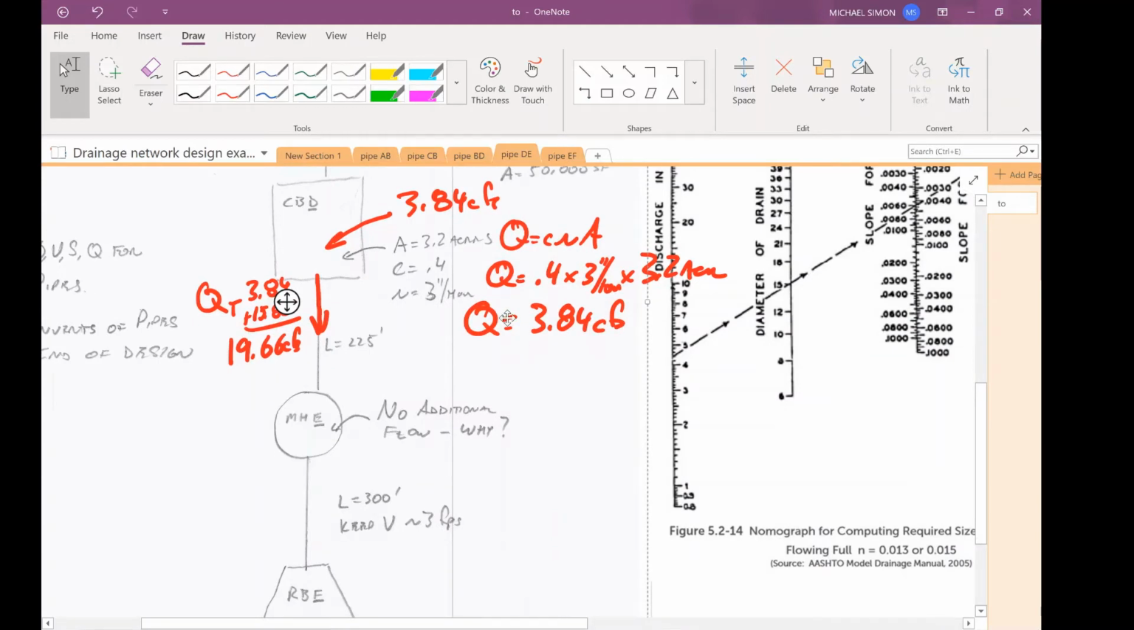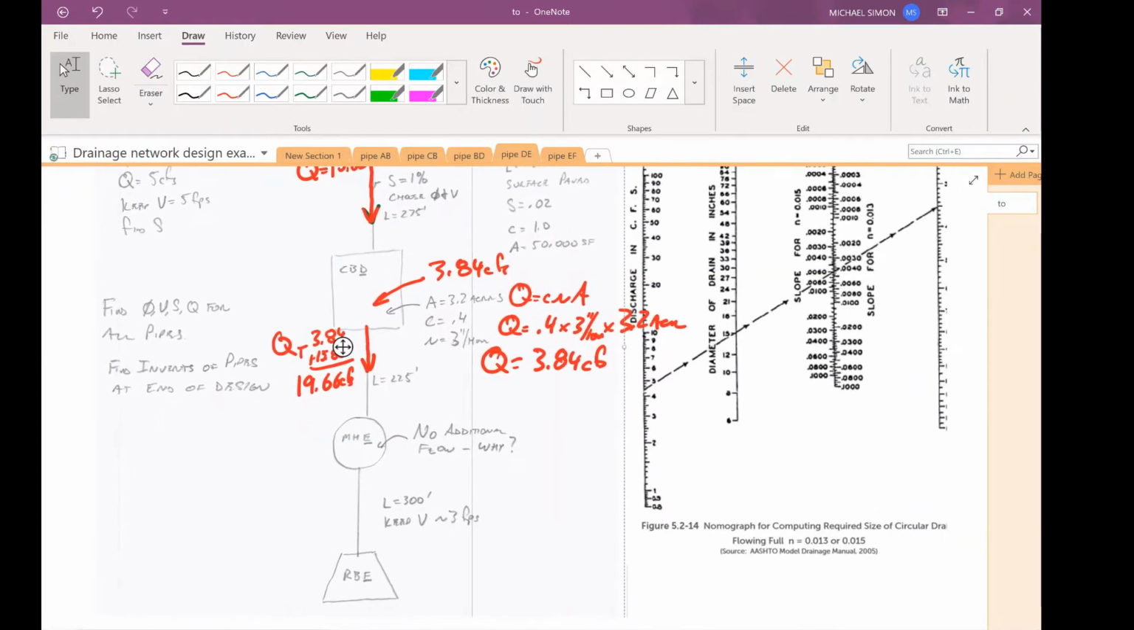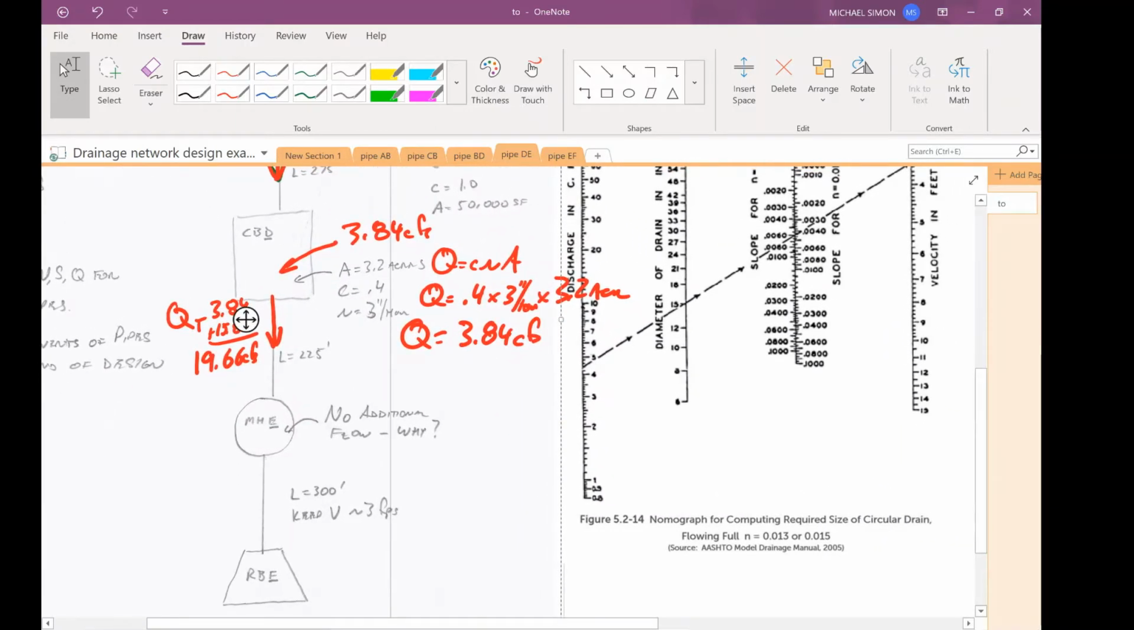What did I tell you about this one? Oh, that's right. Here's where I make up for it. I didn't tell you anything about this pipe. Anything goes. All right, so go ahead and design the pipe. You can pick your velocity, your diameter, your slope. The only thing you have to do is make sure it handles at least 19.66 CFS.